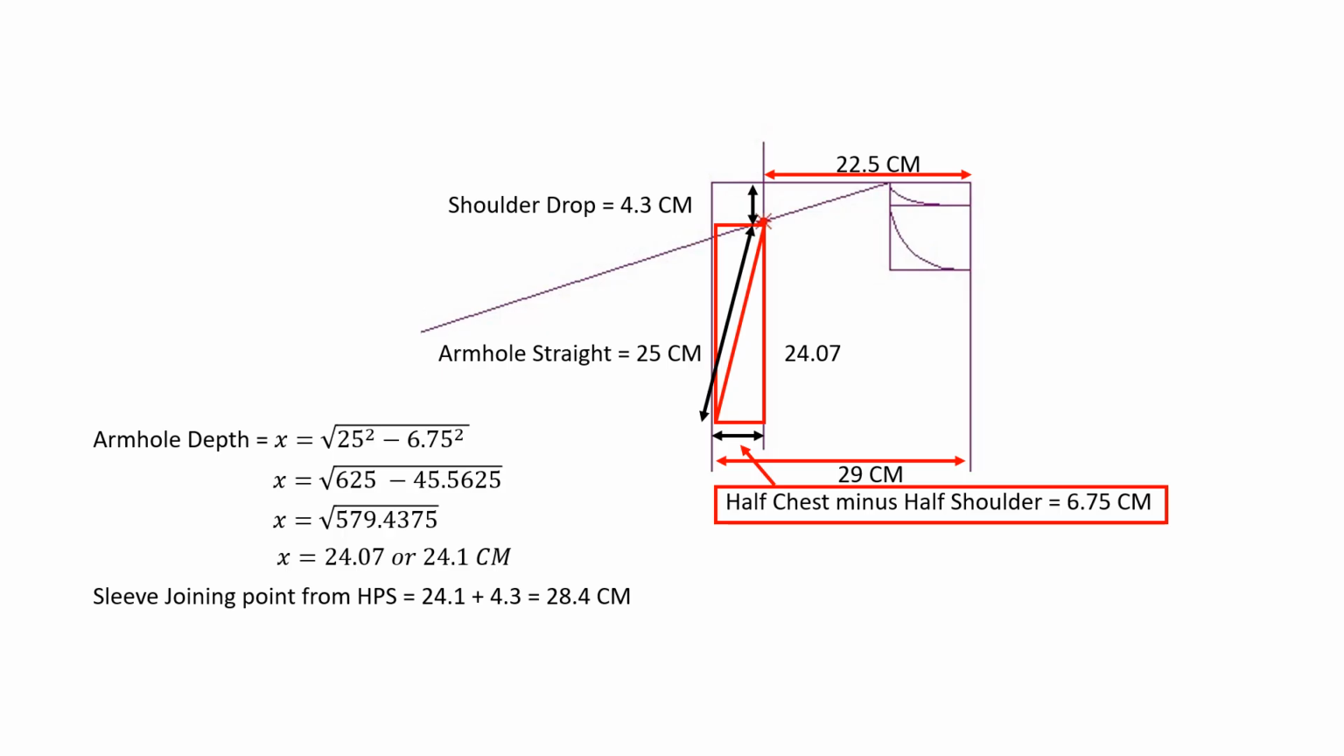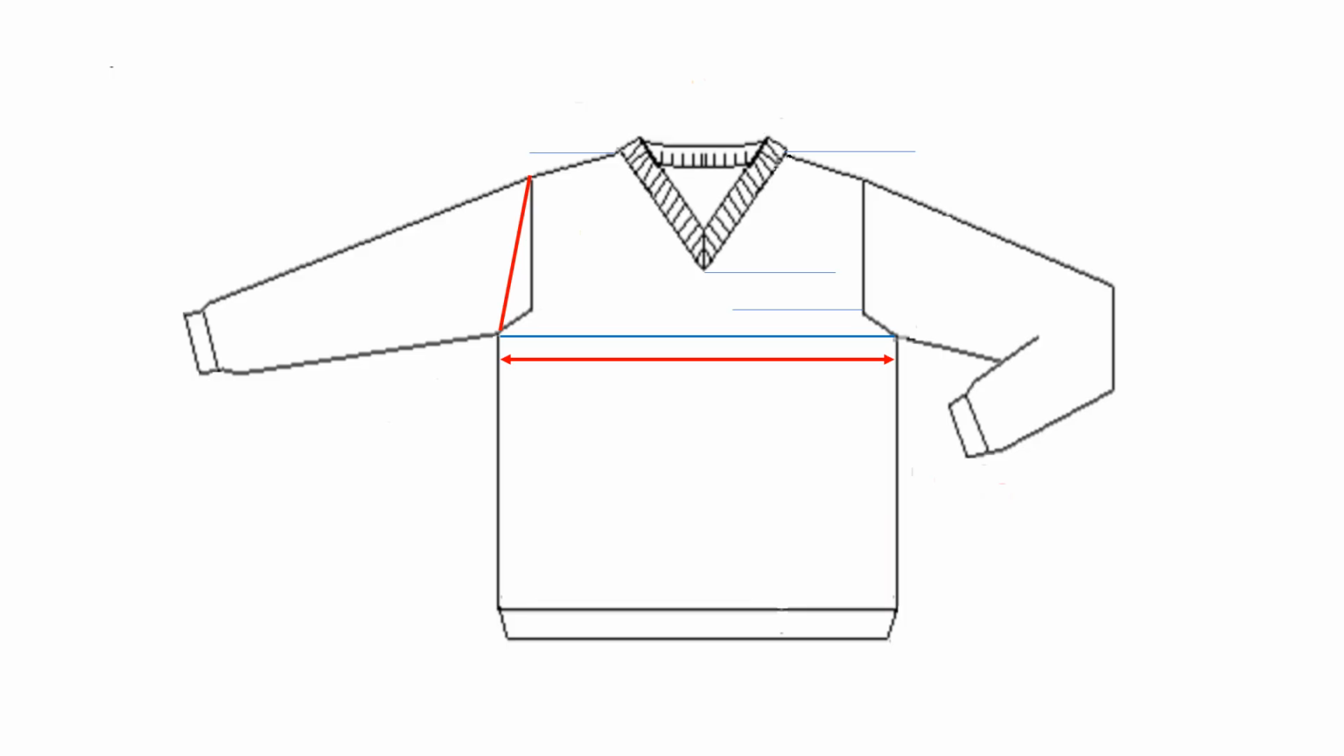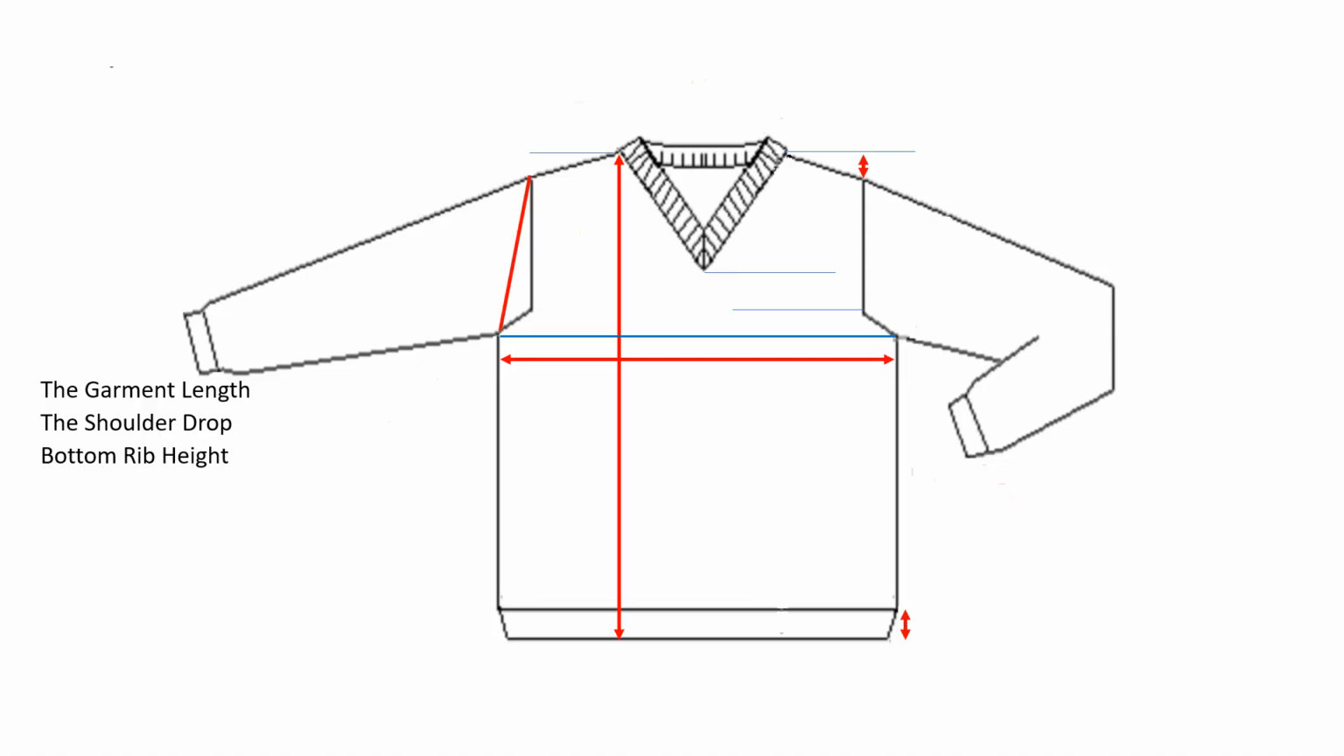Or 24.1. The depth of this joining point from HPS is equal to 24.1 plus 4.3, which is equal to 28.4 centimeters. Once this point is determined, the rest of the calculations along the length of the garment can be calculated very easily.